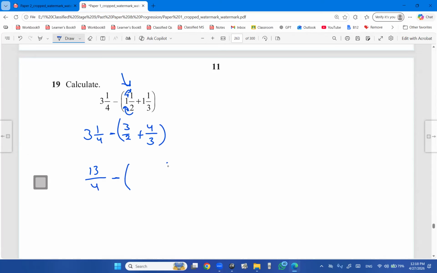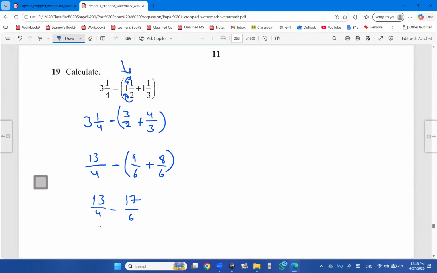I still haven't finished the brackets, so you must make the denominators the same. Here is going to be 6, here is going to be 6, so this is going to be 9, this is going to be 8. I just multiply this by 2 up and down, and this by 3 up and down. So 13/4 minus, okay, now you're going to find what? You're going to find that it is 17/6.